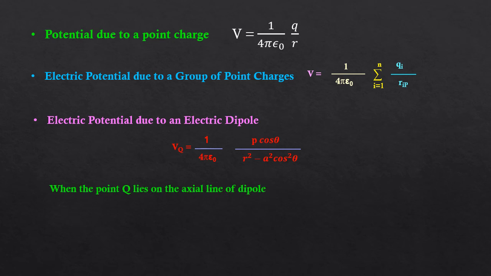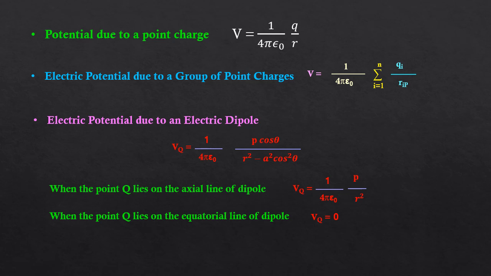And in the two special cases, one is along the axial line, where we have the expression VQ equal to 1 by 4 pi epsilon naught, P divided by r square, and if the point Q lies on the equatorial line of the dipole, then VQ is equal to 0.